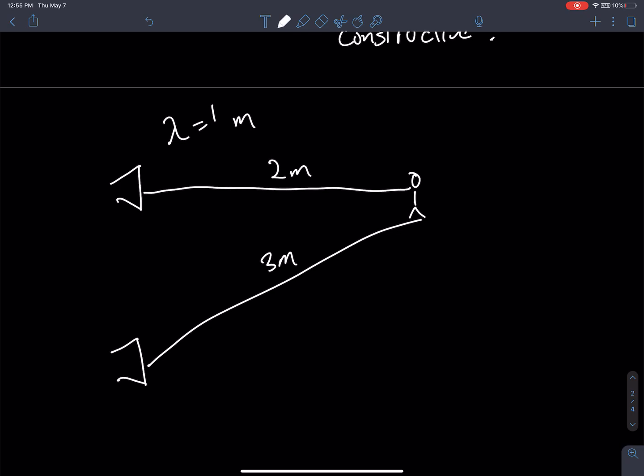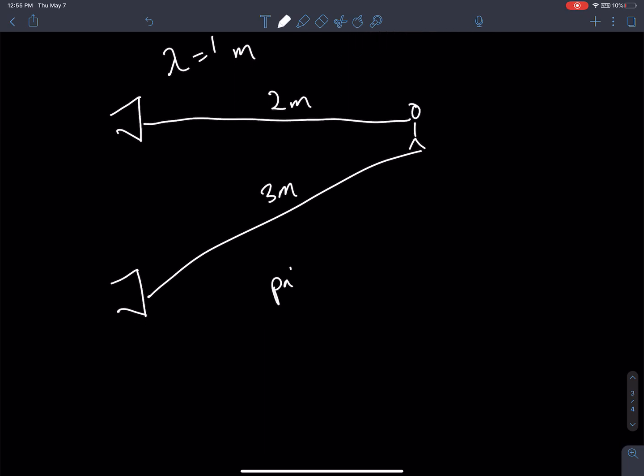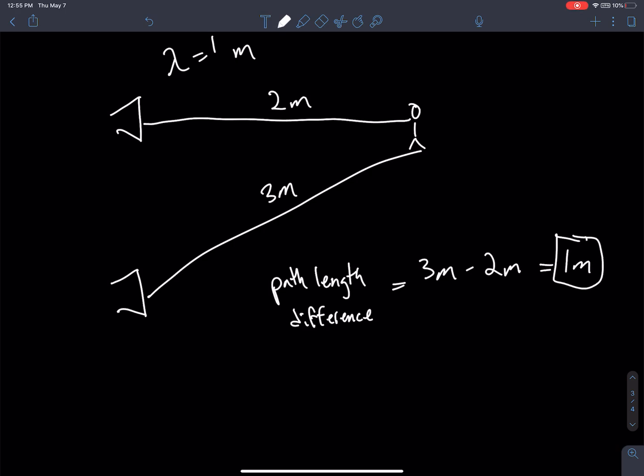Well, I'd have to calculate my path length difference. So my path length difference is equal to 3 meters minus 2 meters, which is equal to 1 meter. And if I take a look at that 1 meter, is that 1 meter an order of magnitude of a wavelength? Yes, it is actually 1 full wavelength difference. So in that case, I'll be hearing a sound, because it's constructive.